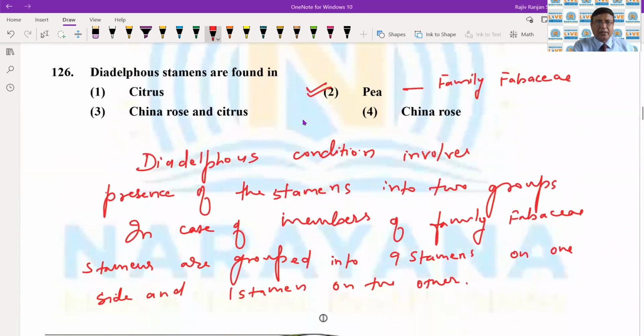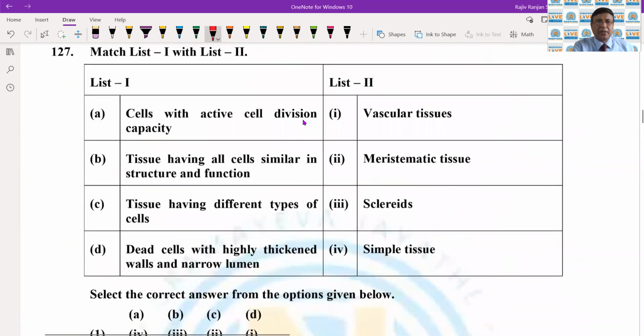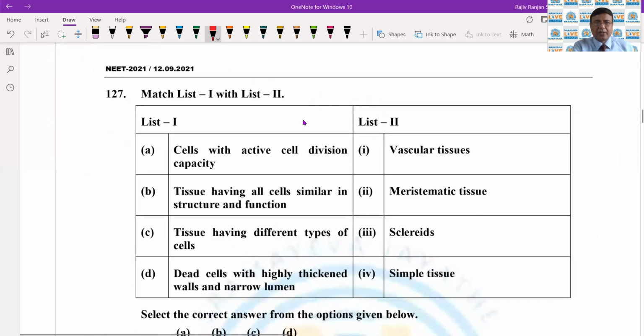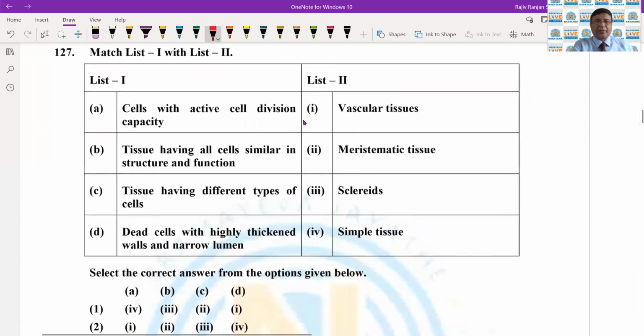Let's now see question number 127, a matching column type of question. So here, let's see column 1. Cells with active cell division capacity. Tissues having all cells similar in structure and functions. Tissue having different types of cells, and dead cells with highly thickened walls and narrow lumen. Now, list 2 contains vascular tissue, meristematic tissue, sclerenchyma, simple tissue, etc.